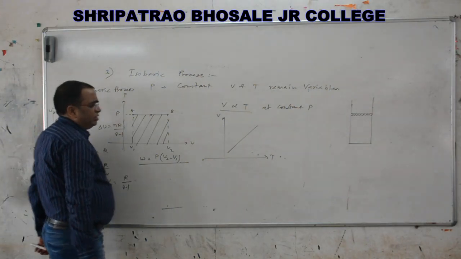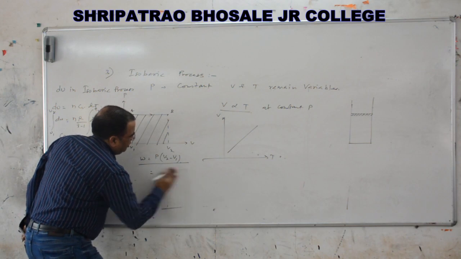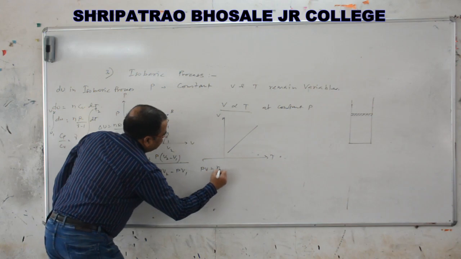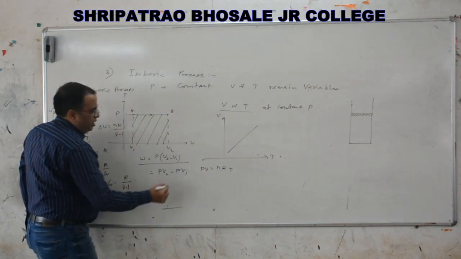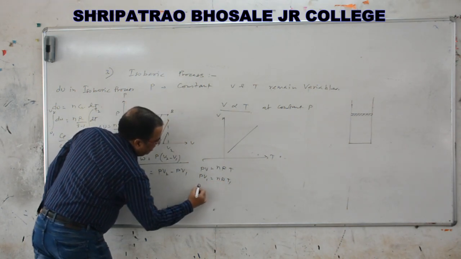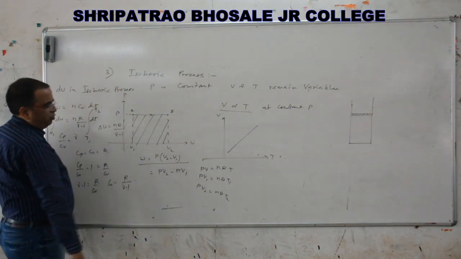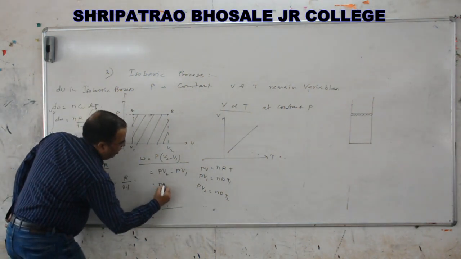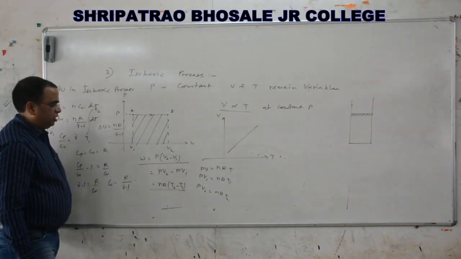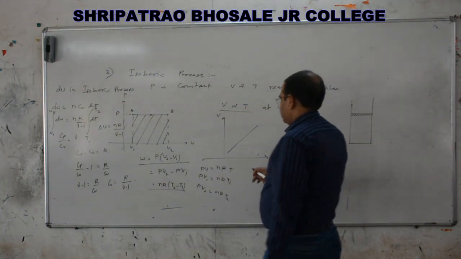This can be expressed in other ways also: P into V2 minus V1, or PV2 minus PV1. PV is equals to nRT. We can write down PV1 is equals to nRT1. Similarly, PV2 is nRT2. We can use it like this, PV2 minus PV1, or it will be nR into T2 minus T1. This is taken from temperature T1 to T2. So this thing can be done also over here in this process.